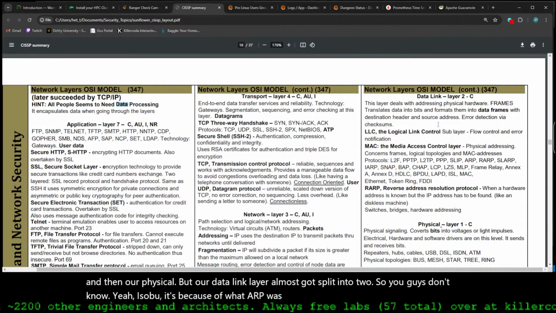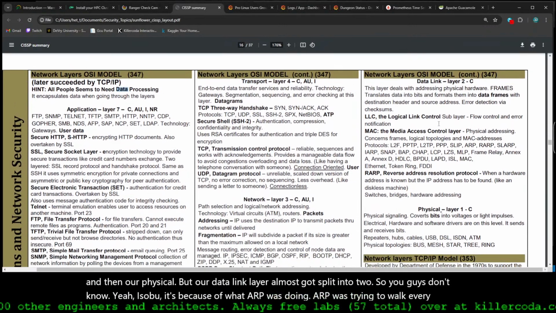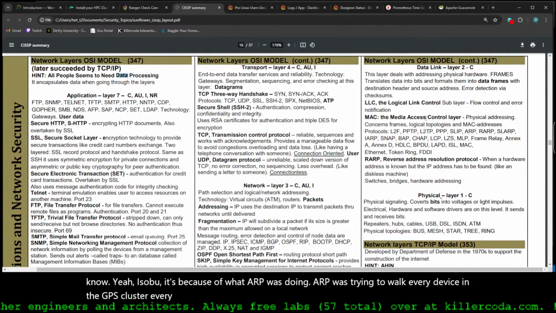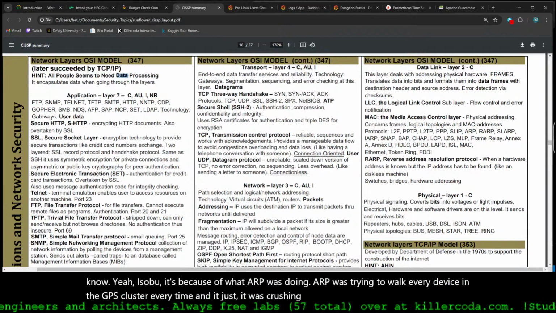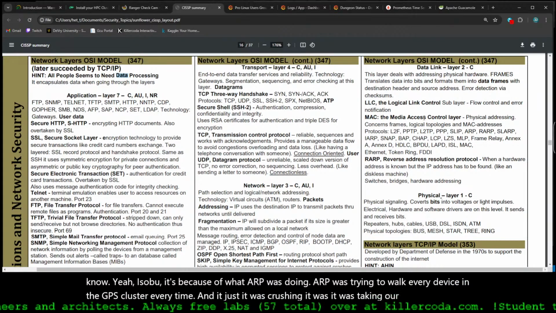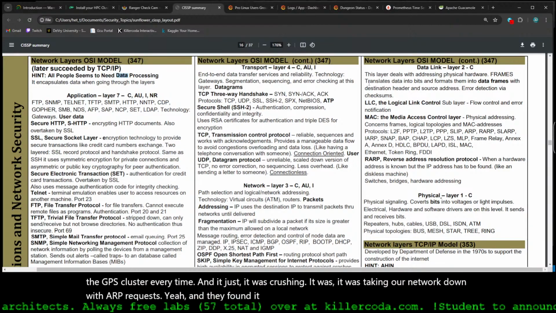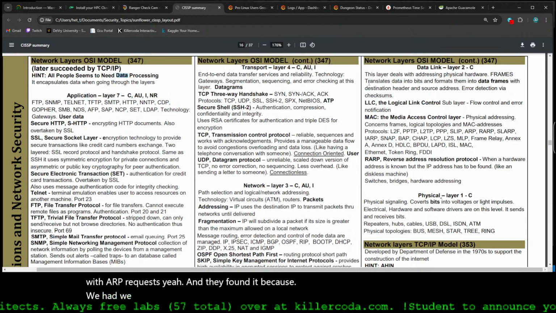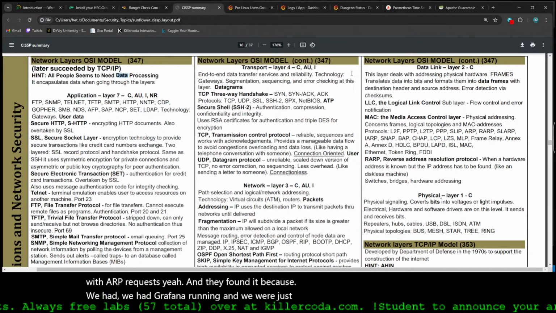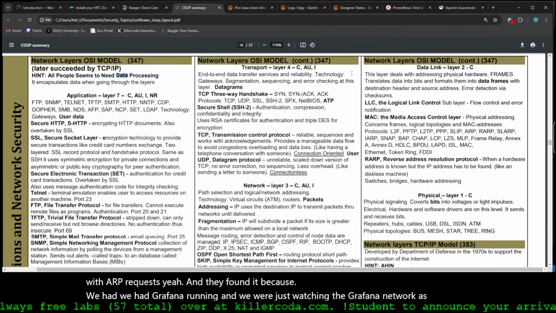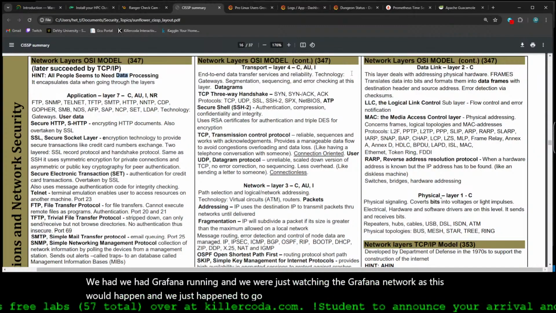ARP was trying to walk every device in the GPFS cluster every time, and it was crushing it. It was taking our network down with ARP requests. And they found it because we had Grafana running, and we were just watching the Grafana network as this would happen, and we just happened to go like, well, what the hell's going on with this ARP?